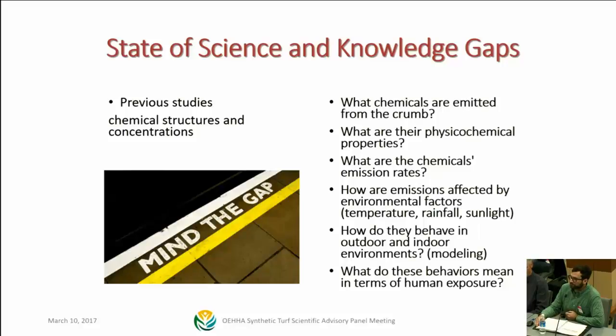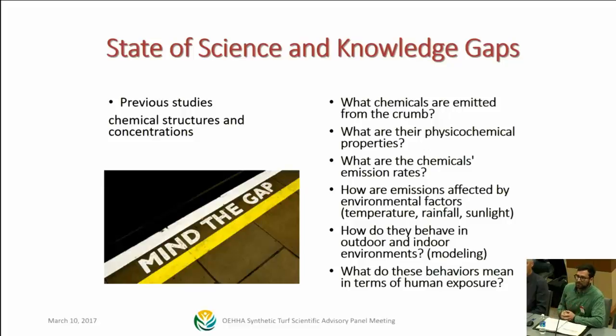But then, as the panel also pointed out, have we really covered the whole range of the chemicals that are in the crumb? And what are their physicochemical properties? What emission rates do these chemicals have? How much are they released? They may be found in the crumb, but what if they stay there and they're not released to the air?